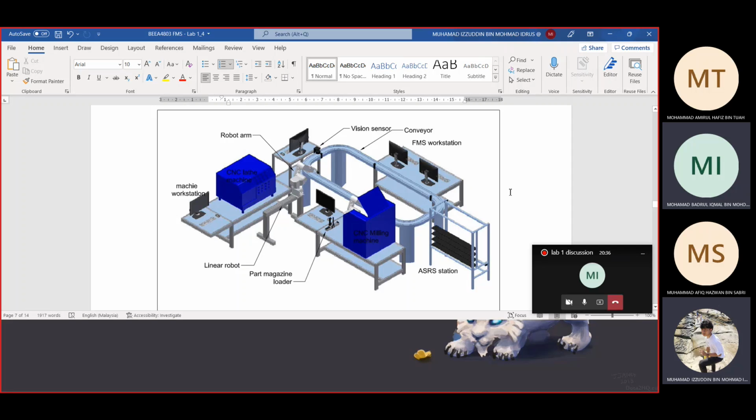The unmachined raw parts are already on the station. Okay, that's all for the CNC process. Next, the next part is for the vision sensor and also the ASRS storage.